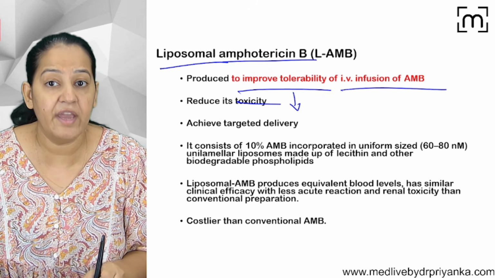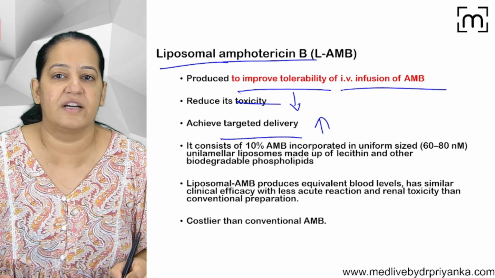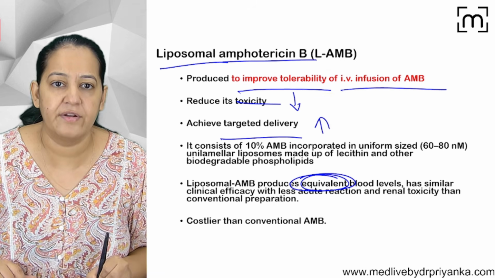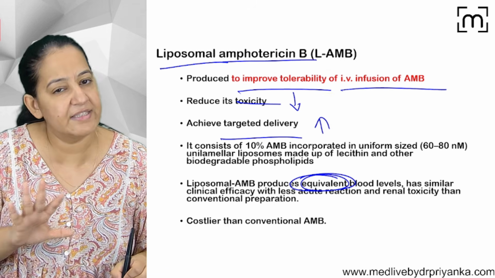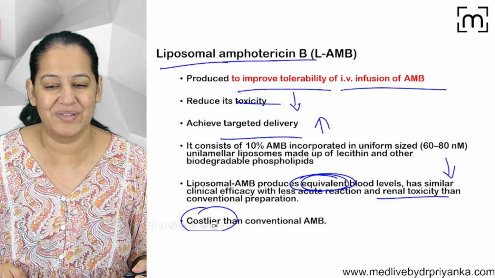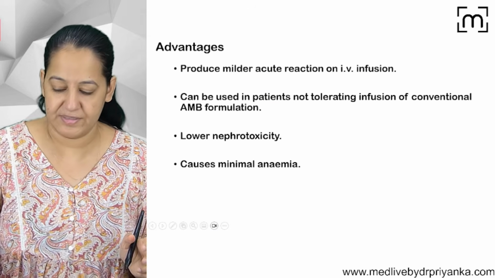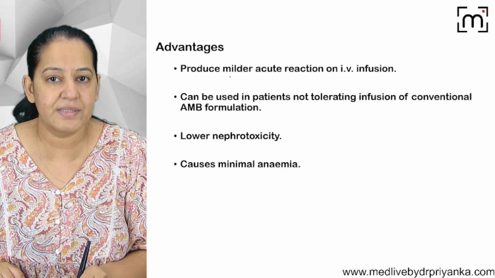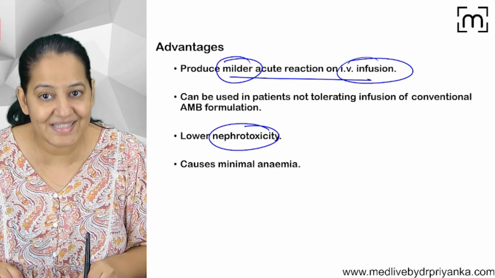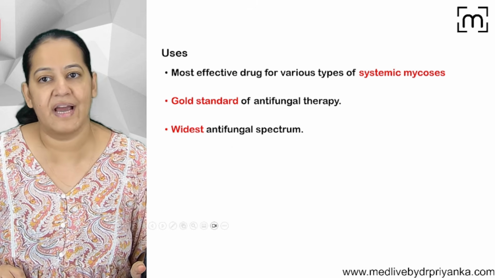Toxicity is reduced, and we can give more targeted therapy. Targeted delivery is achieved, and it is equally efficacious. Clinical efficacy is the same. Renal toxicity is minimal, but it is costlier. That is the only drawback. If the patient can afford it, we can go with liposomal amphotericin B. The advantage is that it produces a milder IV reaction, less nephrotoxicity, and less anemia. All the side effects are less.